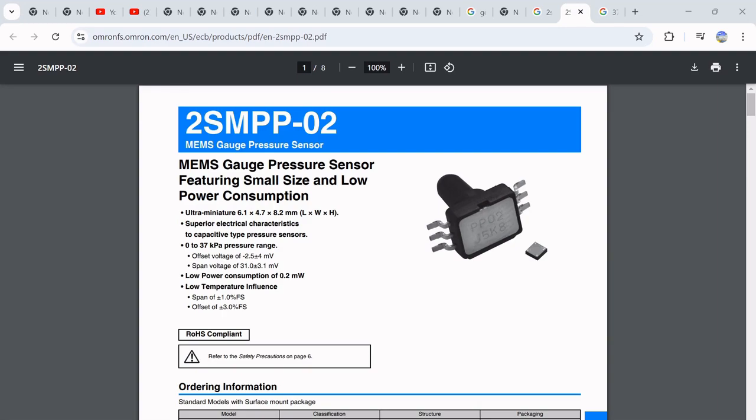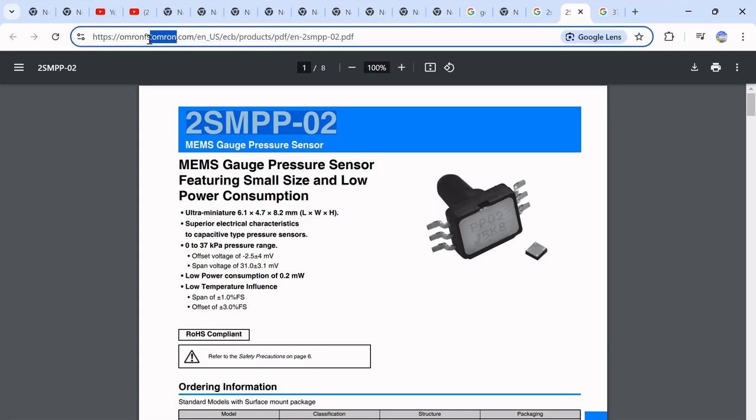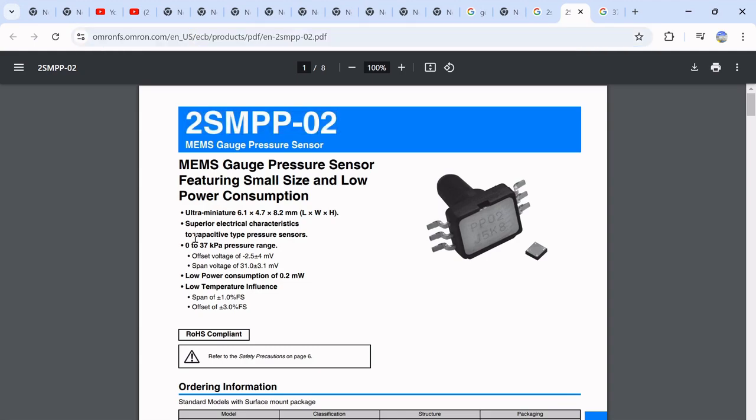So this is the sensor that is packed in that box. The serial number of this sensor is 2SMPP02, which is a MEMS type of strain gauge, a pressure gauge basically, made by Omron. Okay, Omron is a very renowned company. And it's a capacitive type pressure sensor, basically.